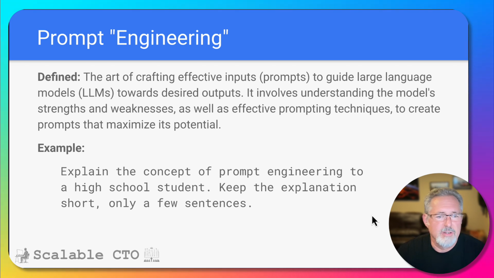So prompt engineering is the art of crafting effective inputs to guide the large language models toward desired outputs. So we're sort of trying to trick the model into giving us the kinds of answers we want to the questions that we asked it. In order to do prompt engineering well, you need to really understand the models, their strengths and weaknesses, and they're all different from each other. And you need to understand effective prompting techniques, which are continually evolving, in order to get the best prompts that are going to maximize the potential of your language model.